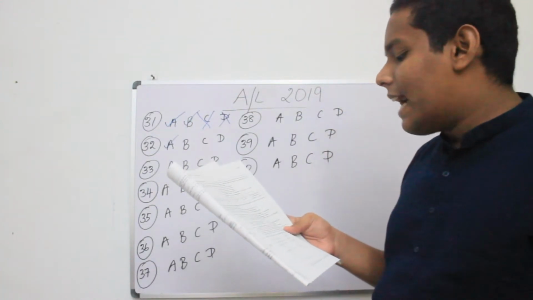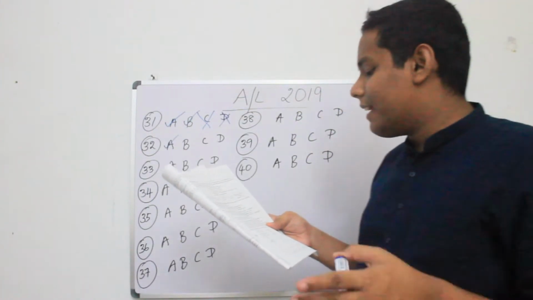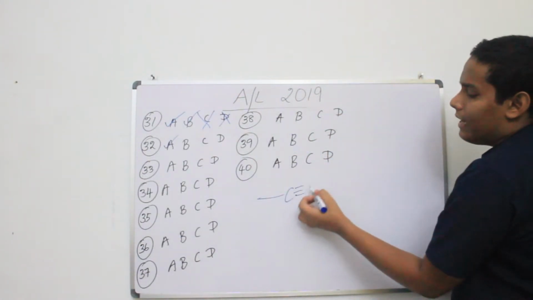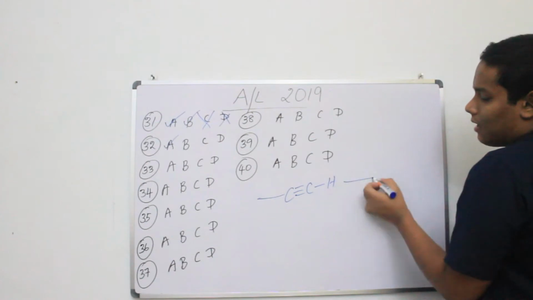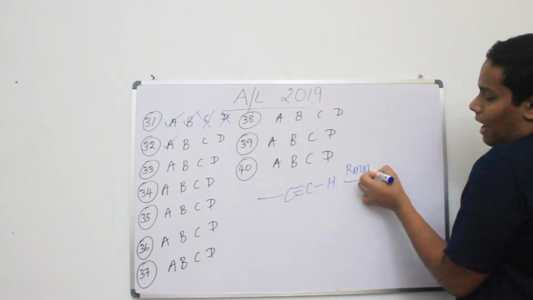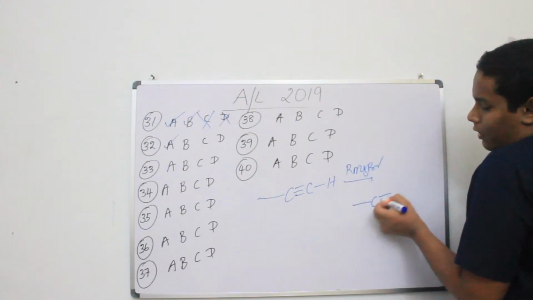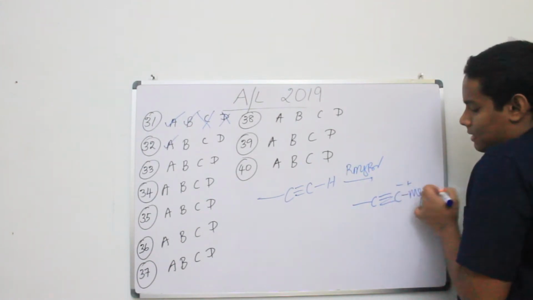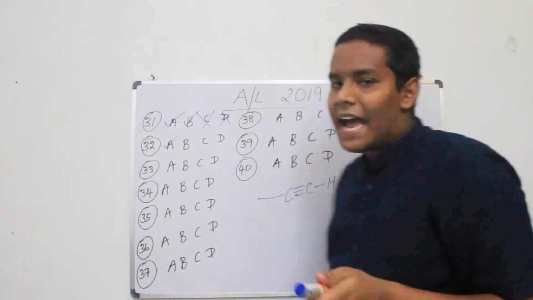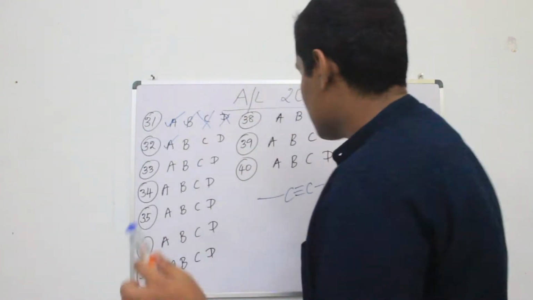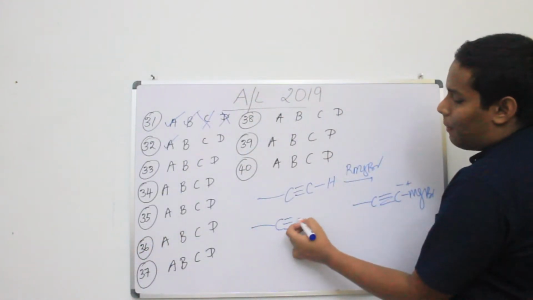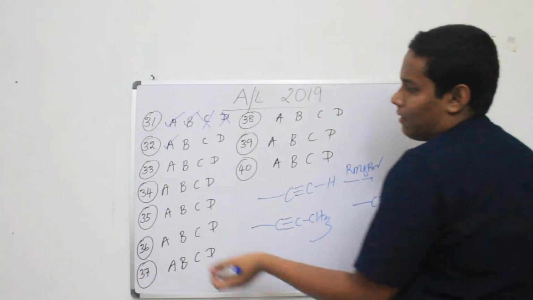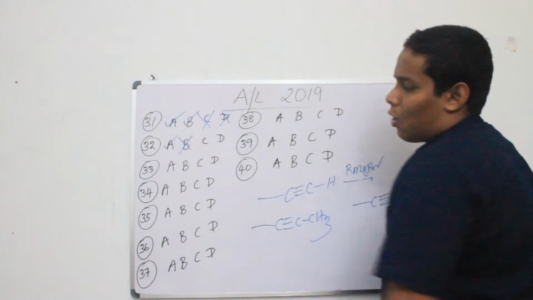Okay, B. All alkynes react with Grignard reagent to give alkenyl magnesium halides. Wrong. Only if there is a terminal hydrogen like this. If you put RMgBr, this will be converted to the alkynyl magnesium bromide. Only if there is an acidic hydrogen will that happen, not always. If it was like C triple bond C CH3, this reaction won't happen. So this is wrong.